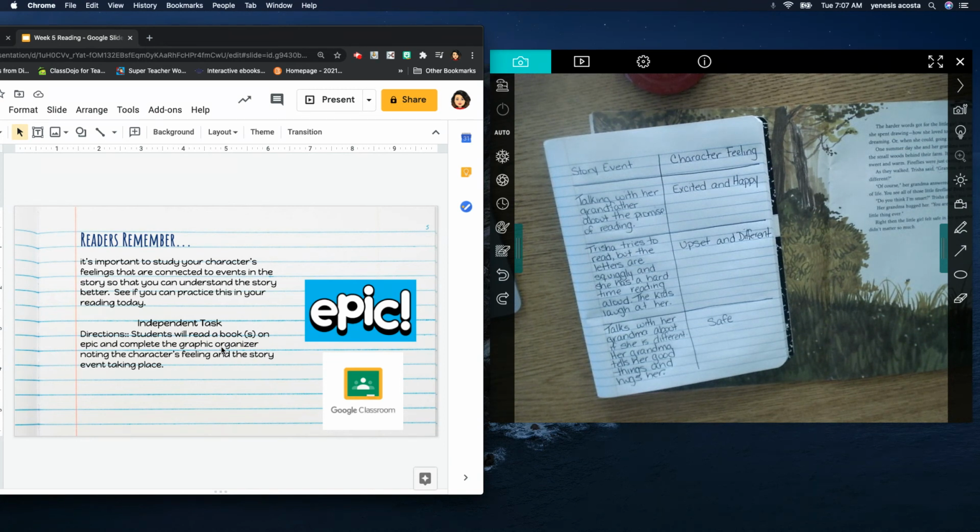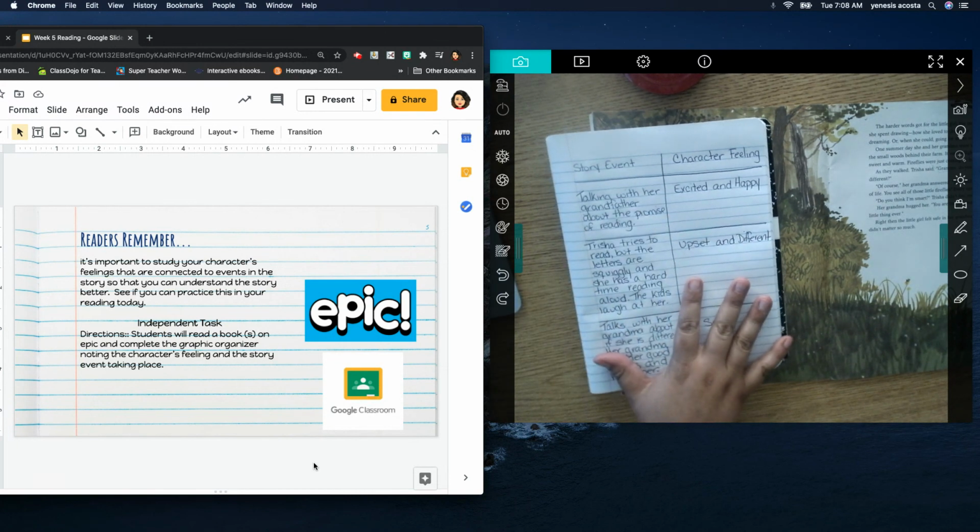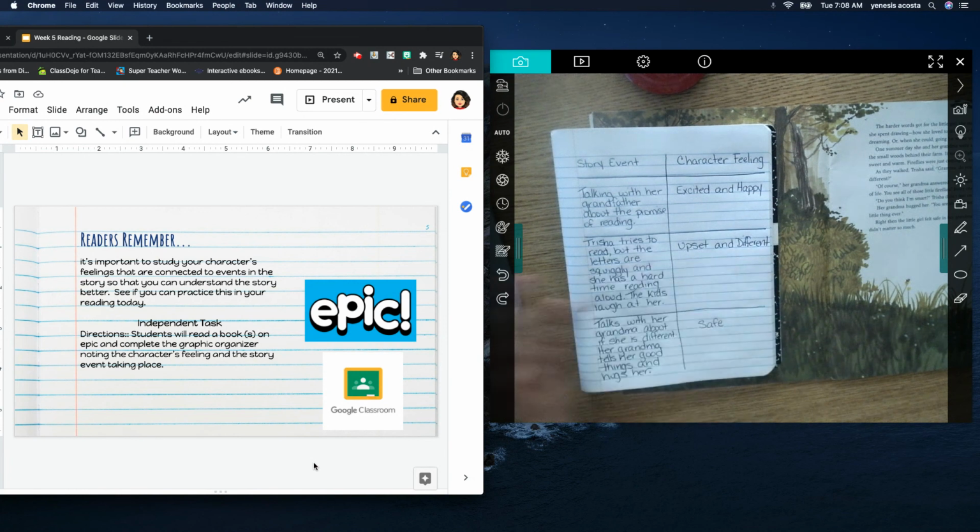So today, friends, you're going to be going to Epic, and all of you have been assigned a specific book according to your level. So when you read your Epic book, you're going to stop and jot your thinking about the character's feelings as certain events are taking place. Now, you can do it in your notebook first, and then you can transfer your information to your Google Classroom chart. Okay? So, this is your assignment for today.